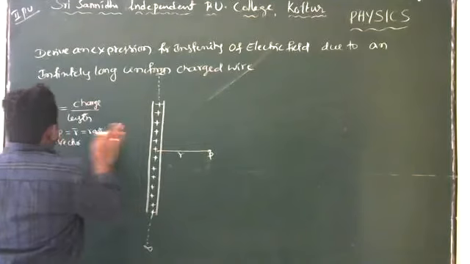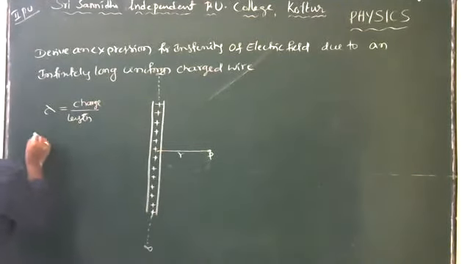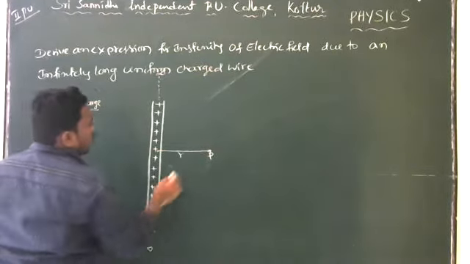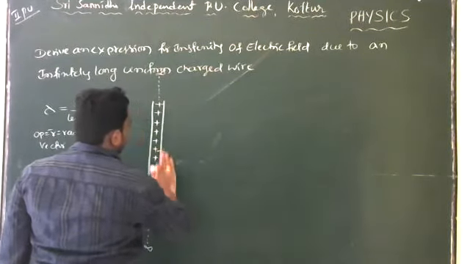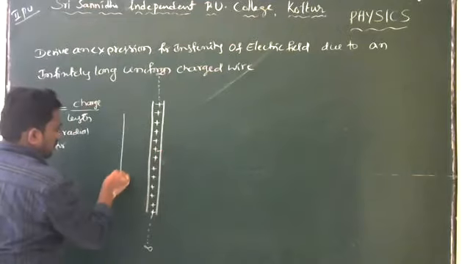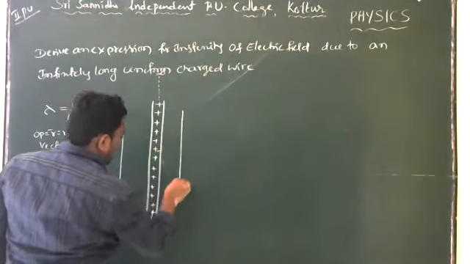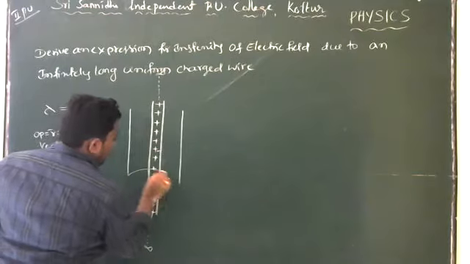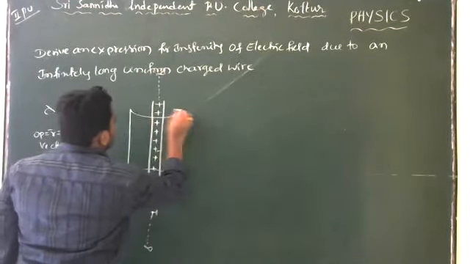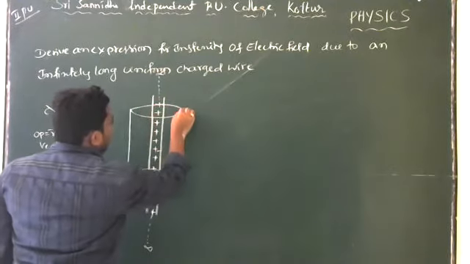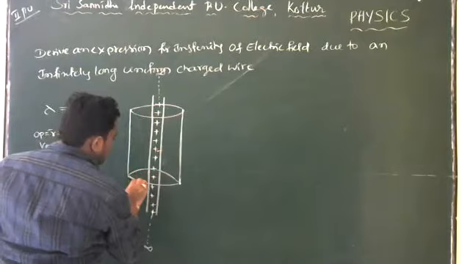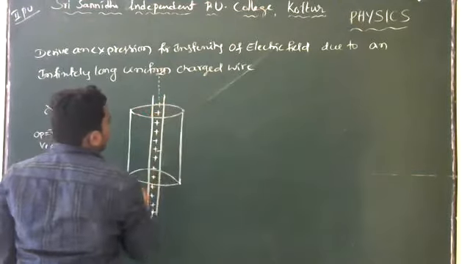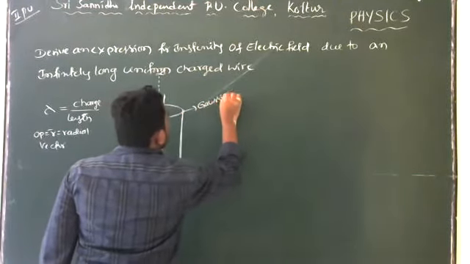First of all, we draw an imaginary Gaussian surface, where OP is equal to r, the radial vector. Like this, this is the cylindrical Gaussian surface around the charge distribution of the wire. We draw an imaginary closed surface around the charge distribution, and this is called the Gaussian surface.